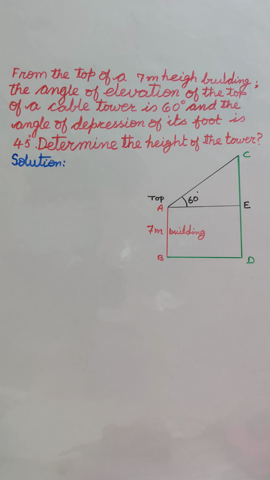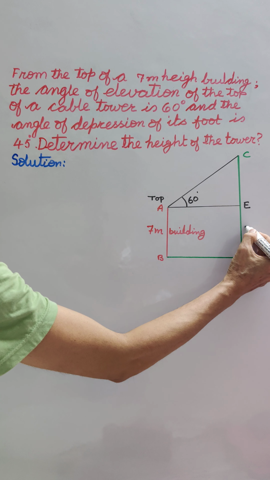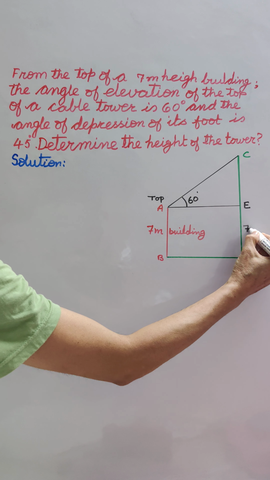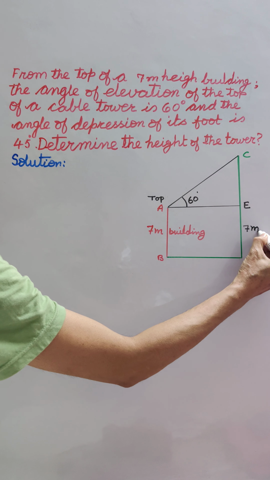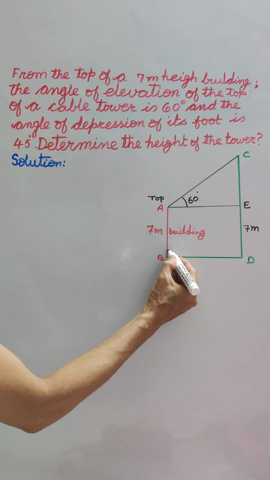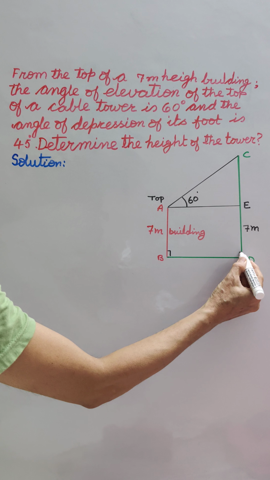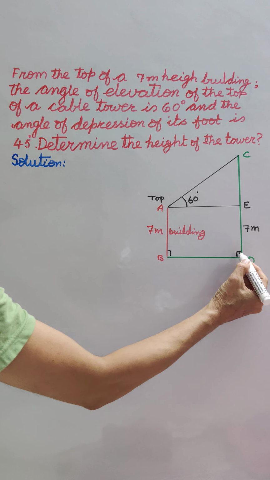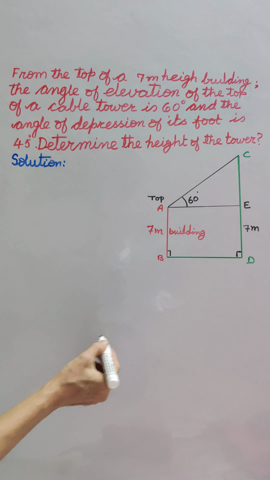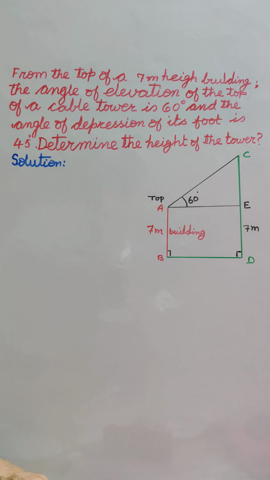This way ABDE is a rectangle. If AB is 7 meters, ED will be 7 meters, as we know that opposite sides of a rectangle are equal. This is 90 degrees and this is also 90 degrees, so these two are standing vertically and make the same angle of 90 degrees with the ground.